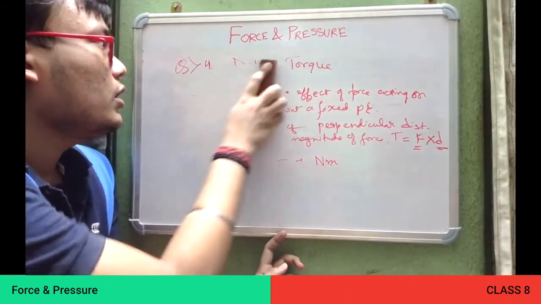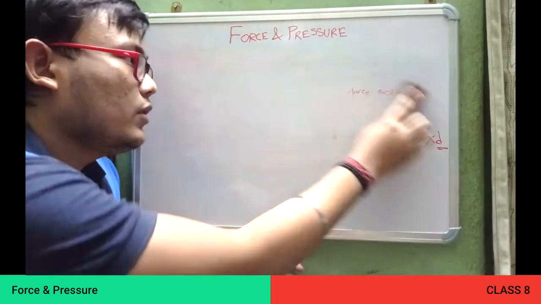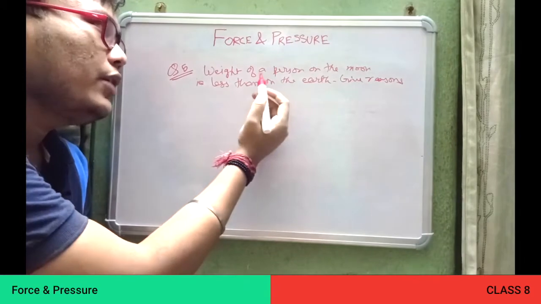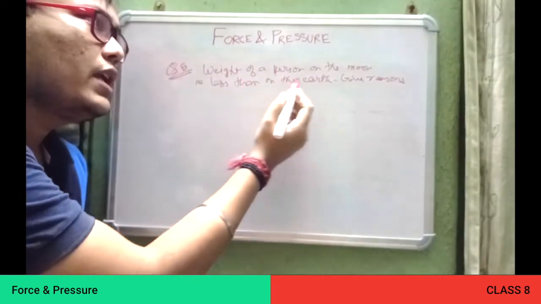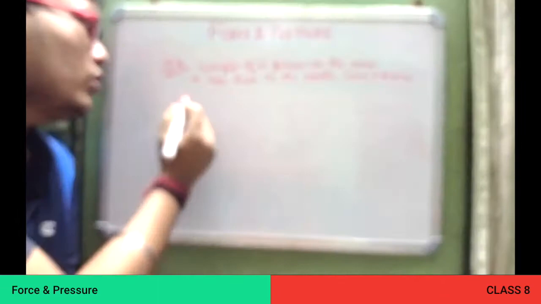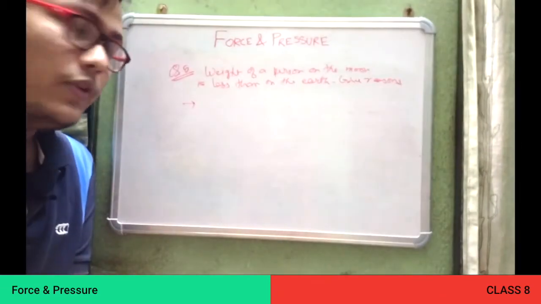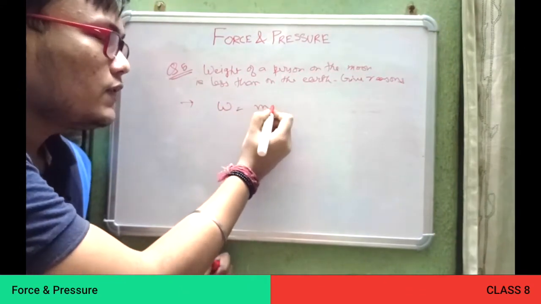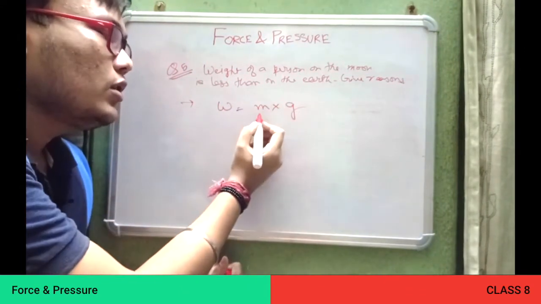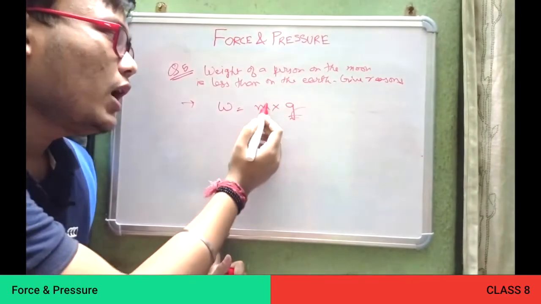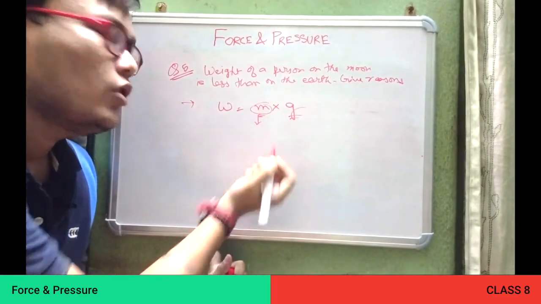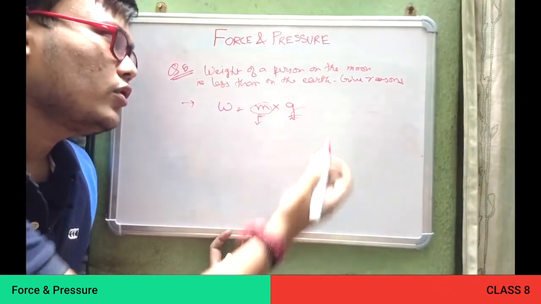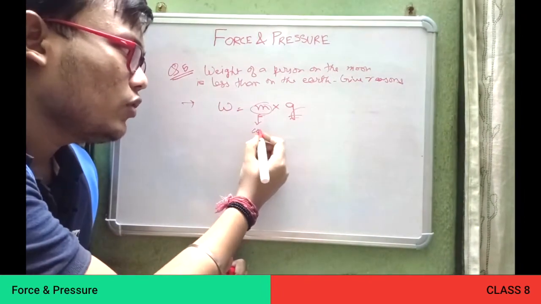So the next question, question number 5, says that the weight of a person on the moon is less than on the earth. Give reasons. I discussed this in my first video that we can define weight as the product of mass and the force of gravity. Now mass is the amount of matter contained in the body, and this amount of matter is the same whether it is on the earth or on the moon, so it is constant.